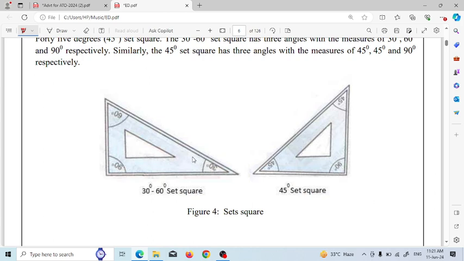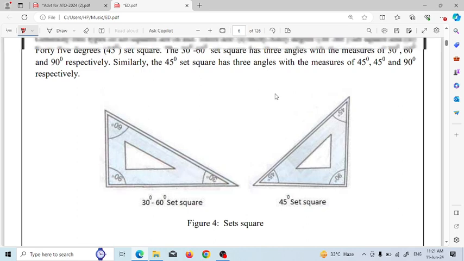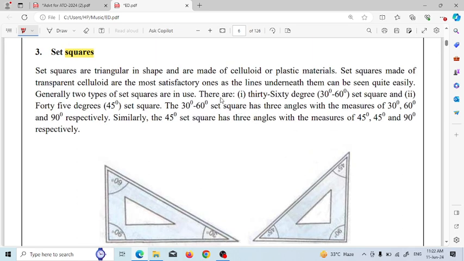There are two types of set square: 30-60 and 45 set square. 30-60 means one of the angles of the triangle is 30, the other angle is 60, and one is 90 degree, and in 45 set square the two angles are 45 and one angle is 90 degree. These are the 30-60 set square and 45 set square.